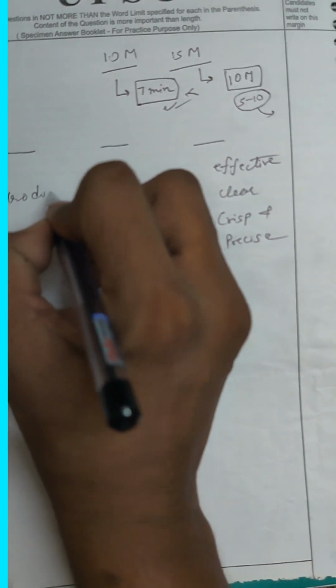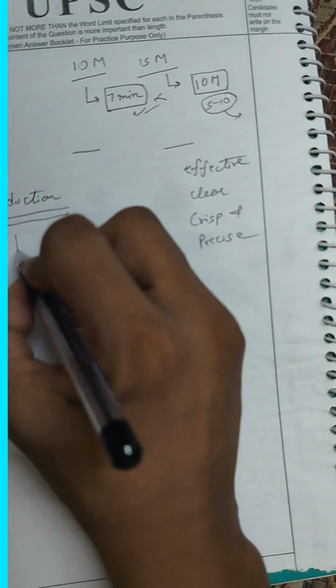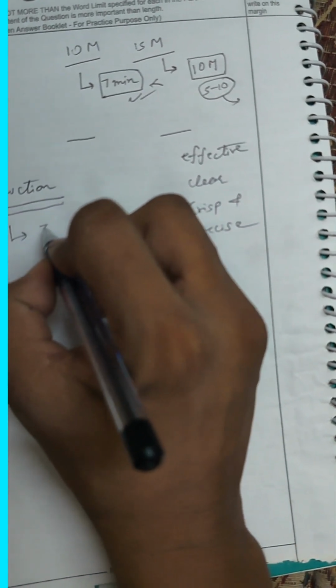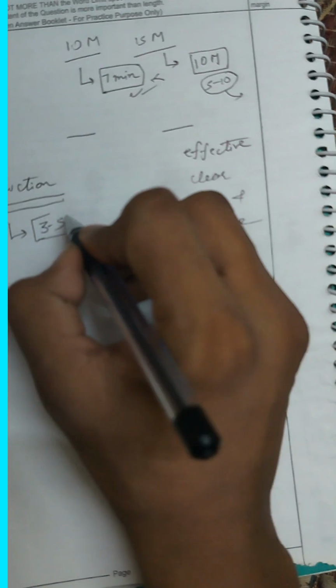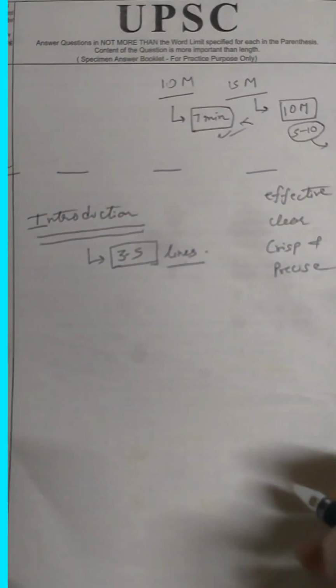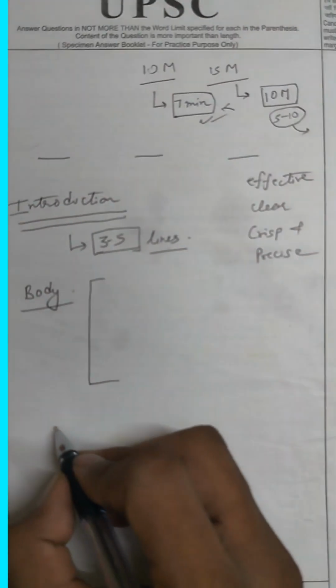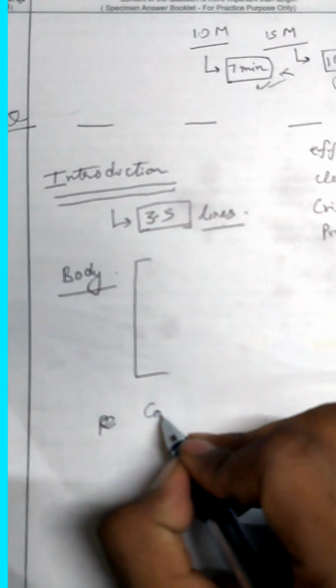Now, when you start the question, how do you approach it? You have to first write the introduction, which should always be there. It should not be more than 3 to 5 lines, it depends. Then the body part will come, where your major chunk will be written, and always conclude with a proper conclusion.